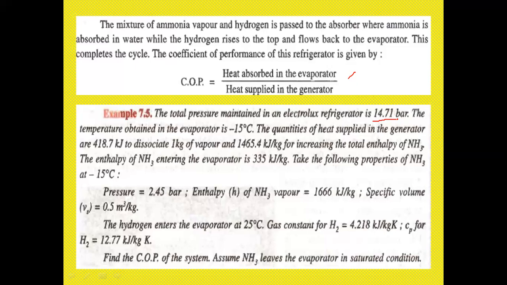The quantity of heat supplied in the generator is 418.7 kilojoules to dissociate 1 kg of vapor, and 1465.4 kJ for increasing the total enthalpy of NH3. Here the enthalpy of NH3 entering is the enthalpy of the vapors of NH3.